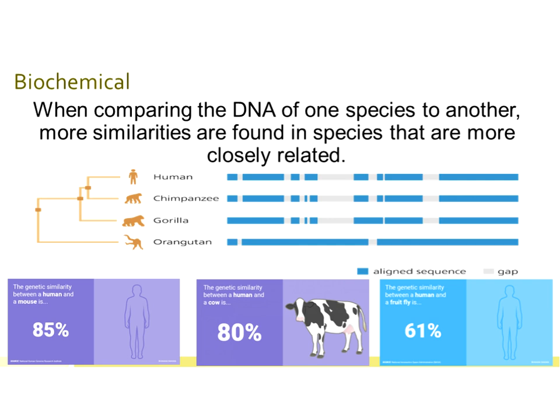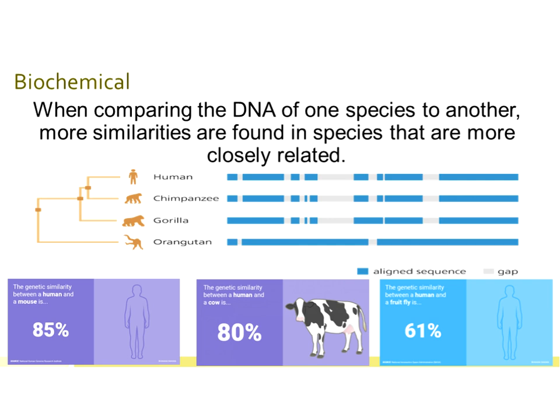The genetic similarity between a human and a mouse is 85%. That makes perfect sense because a mouse, again, is a mammal, just like a human. Same thing with the human and a cow, it's 80%. Again, they're both mammals, so it makes sense that they would be on the high side. Whereas if you compare a human with a fruit fly, fruit flies are insects. They're not mammals, okay? So there's going to be a bigger difference because there's a longer time span back to a similar ancestor, and so it's only 61% genetic similarity.